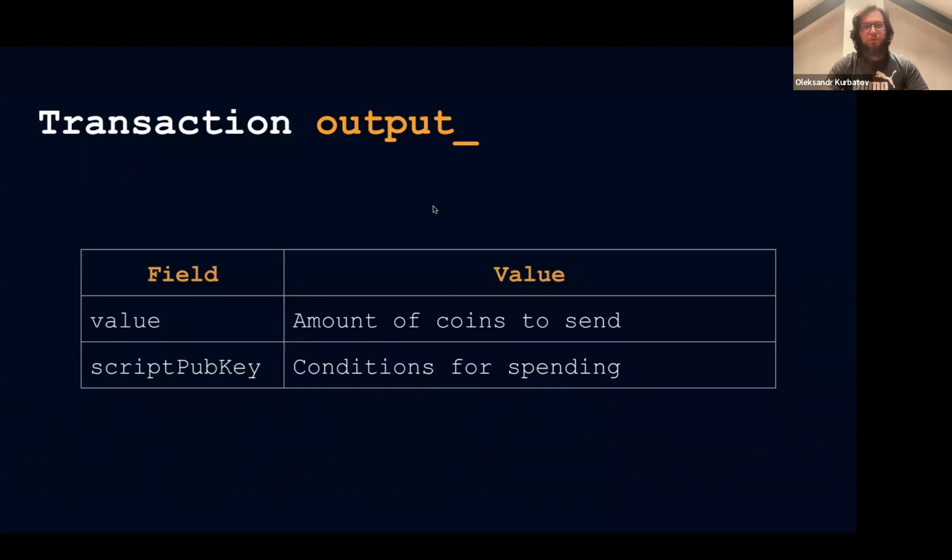Transaction output is pretty simple. It includes only two values. The first one is value, so that's the amount of coins you want to send. And the last one is a script pub key. It's just some conditions or some script which defines how exactly this money can be taken.